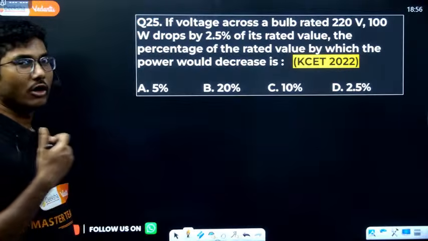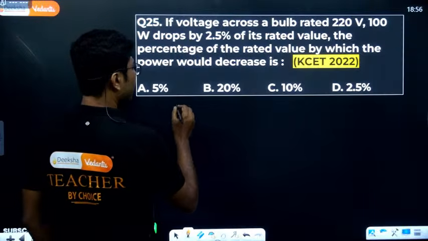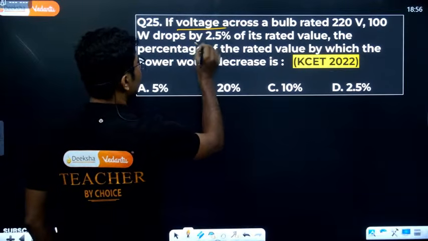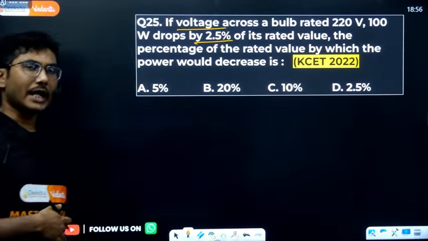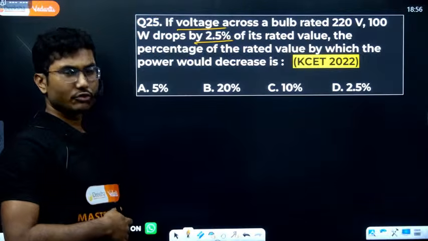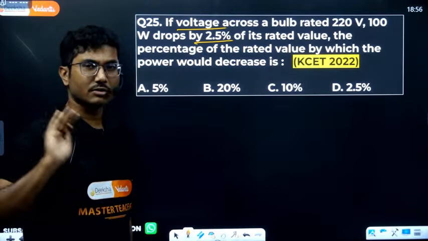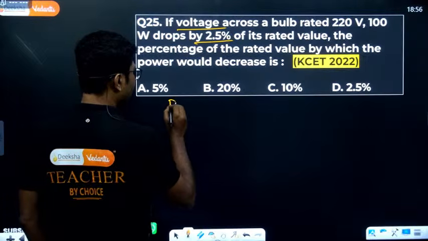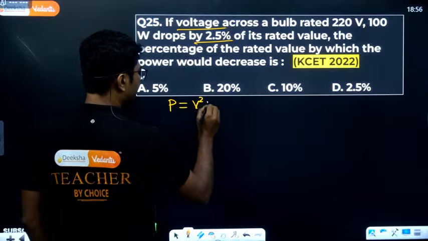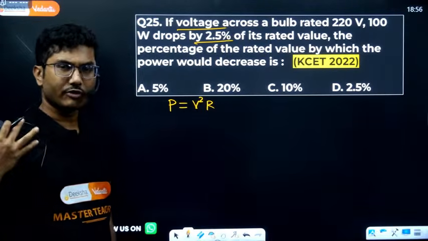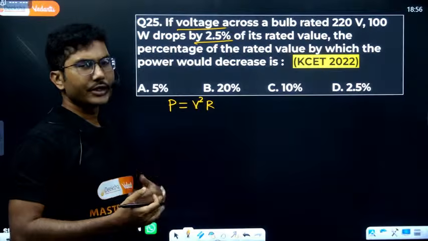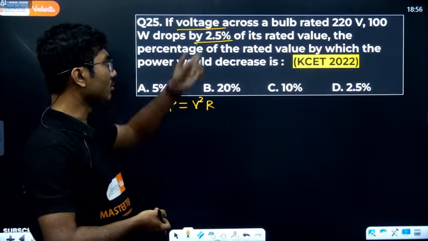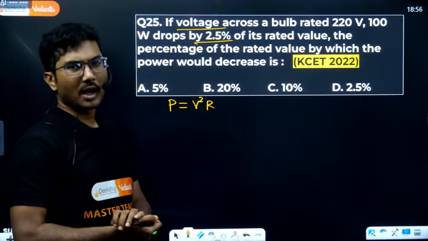How to solve such questions? You have to remember power. Only voltage is decreasing, and based on that you have to figure out how to solve it. Any information about current is not given, so you cannot use the equation related to current. So power equals V square upon R. This equation we will use. Resistance is constant for a given conductor. If voltage decreases, power will decrease. That's what the question is asking about. Voltage is decreasing; how much will power change?